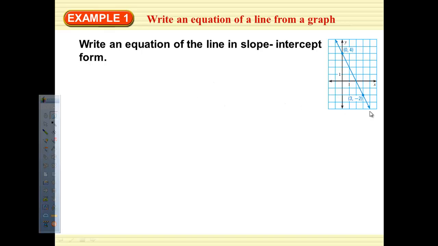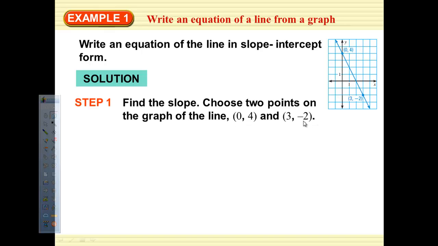In order to find the slope, we're going to take the 2 points that are here, (0, 4) and (3, -2), and the slope formula, and we're going to solve using these 2 points. So again, we've got the two y's, so it's 4 minus a negative 2, and then for the x's we've got 0 minus 3. That gives us 6 over negative 3, which is negative 2.